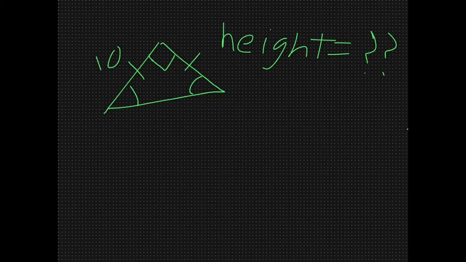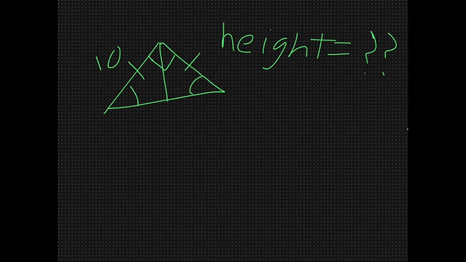Now let's start an isosceles triangle problem. As you can see here, we have an isosceles triangle with one of the angles being 90 degrees, and we know one of the sides is 10. We have to find the height. First, we know that the other two angles are equal, so they must be equal to 45 degrees, because 45 degrees plus 45 degrees plus 90 degrees equals 180 degrees.